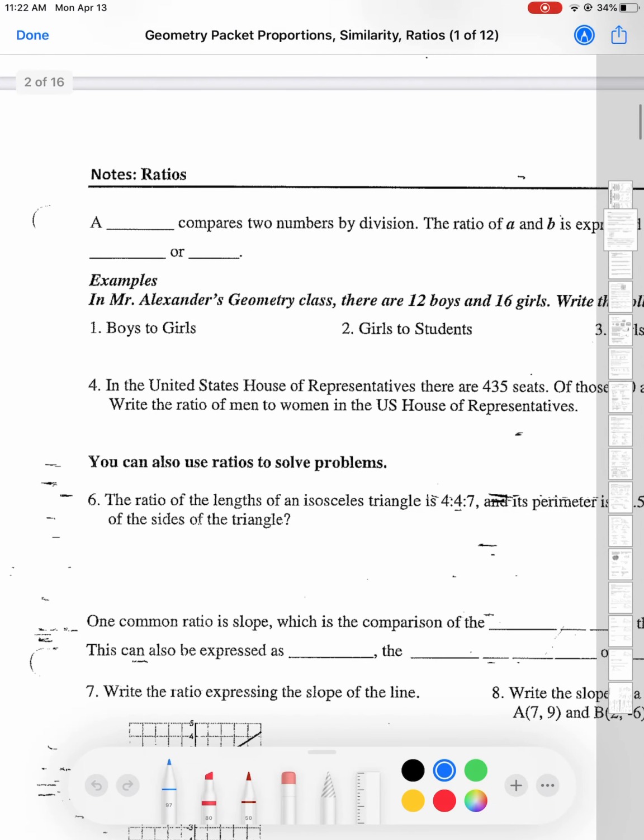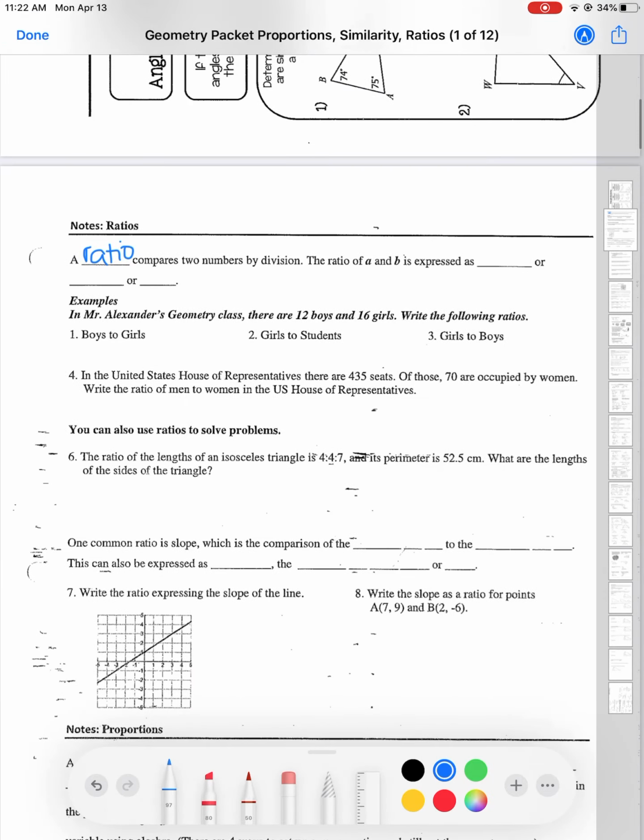So, a ratio compares two numbers by division. The ratio A to B is expressed as A to B, A colon B, or as a fraction, A over B.